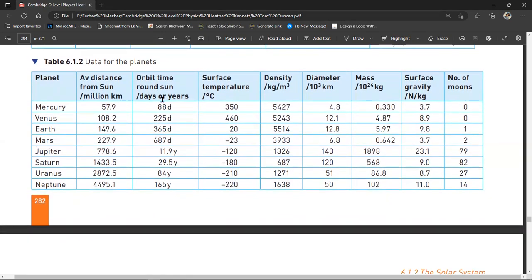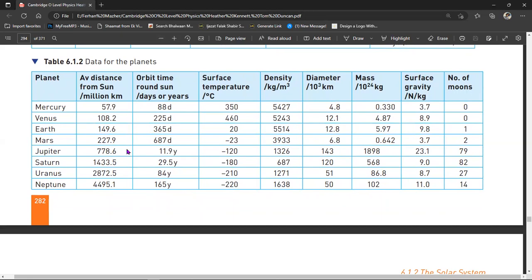The data for the planets. Mercury and its average distance from the Sun, in million kilometers: Mercury is 57.9 million kilometers away from the Sun. Venus is 108.2 million kilometers away. Earth is 149.6 million kilometers away. Mars is 227.9 million kilometers away.